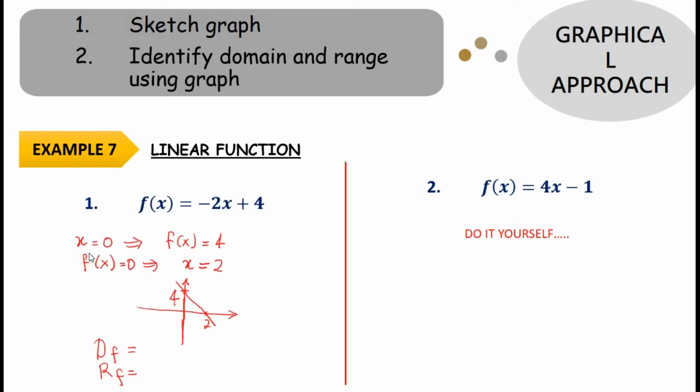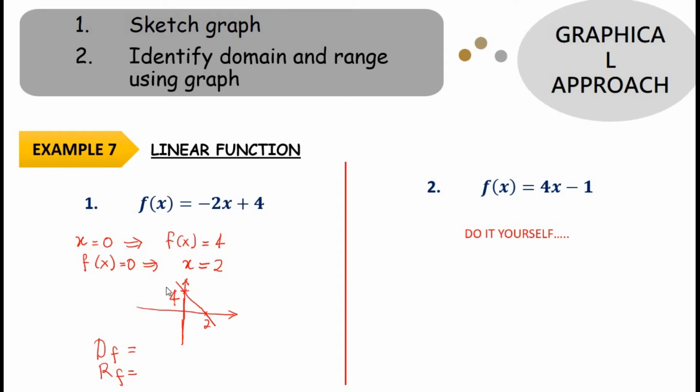To sketch the graph, we can substitute x equal to 0, then we get f(x) equal to 4. From this, we get the point (0, 4). So when we substitute f(x) equal to 0, then we get x equal to 2. So we have another point which is (2, 0). From these two intercepts, this is the x-intercept, this is the y-intercept, we plot the points there. Then we connect the two points, and we get the graph.